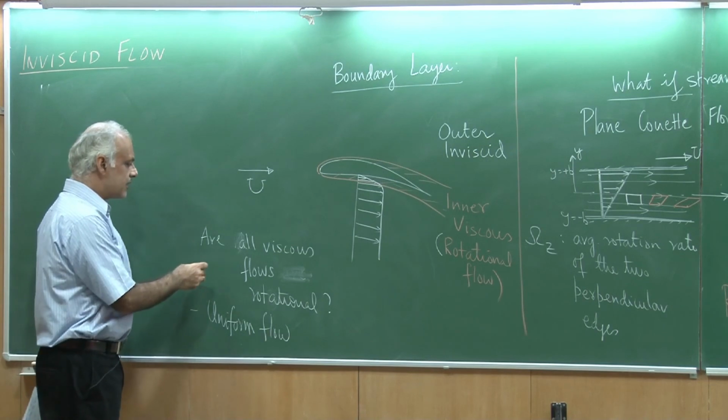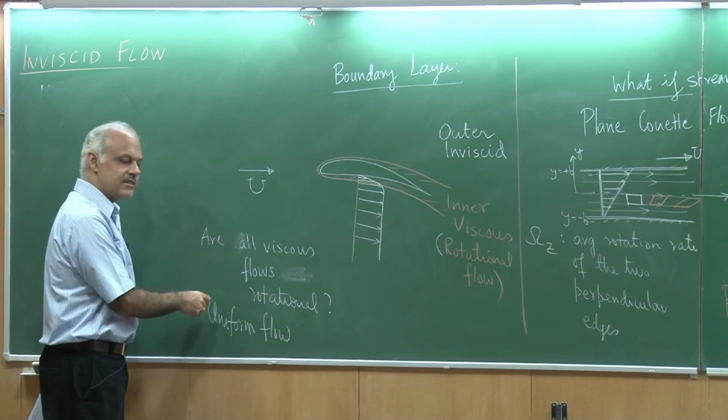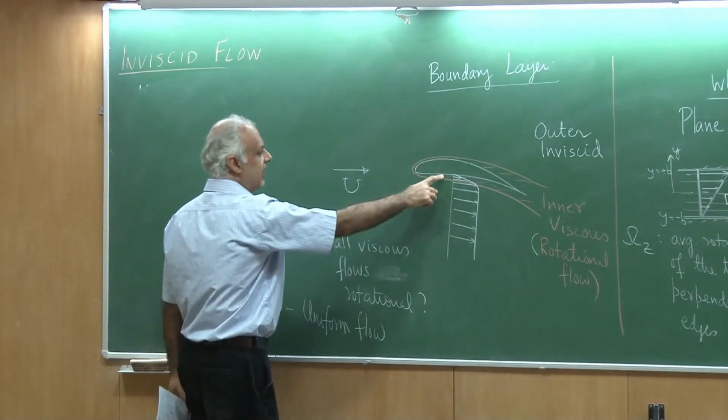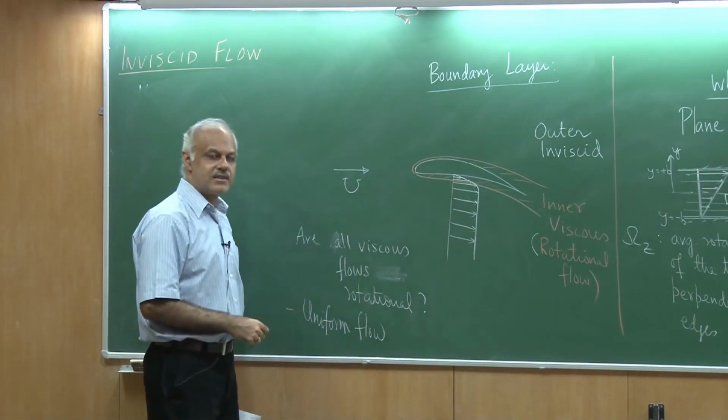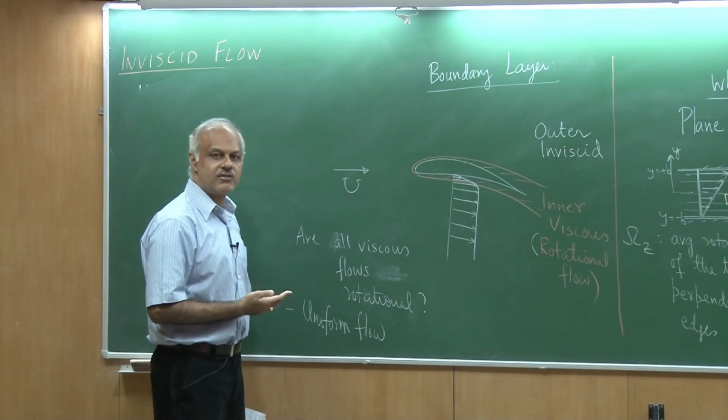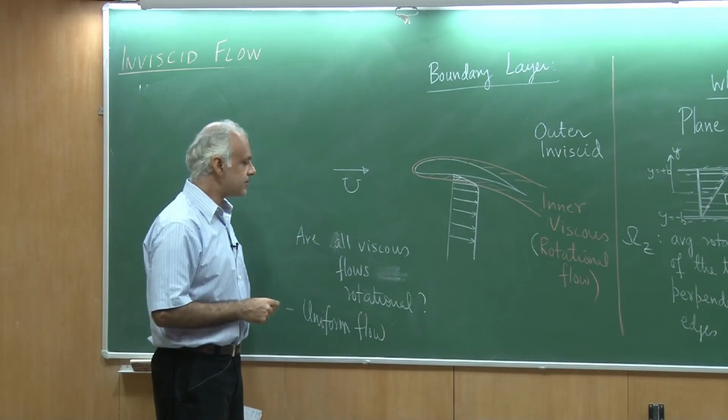So, you could have a situation where the flow is viscous and it is irrotational, versus if I go inside the boundary layer, again the viscous effects are very important, but this would be a rotational flow. So, one has to be very careful.